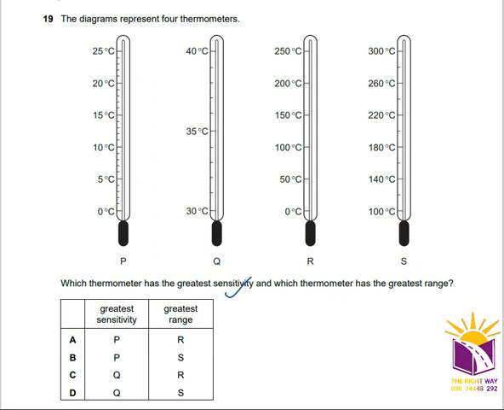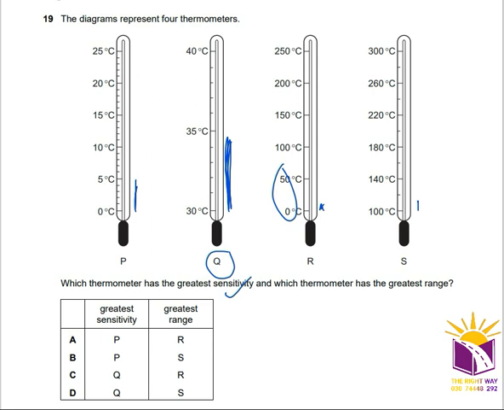So we can see that in Q, for 5 degree centigrade, this is the expansion. In the first one, for 5 degree, this is the expansion. Here 5 degree will be like this one. For 50, it is 0 to 50, so for 5 degree it will be a little small movement. Same for here, a little bit higher than R, but very less than P and Q. So Q is more sensitive. Now, which has the greatest range?